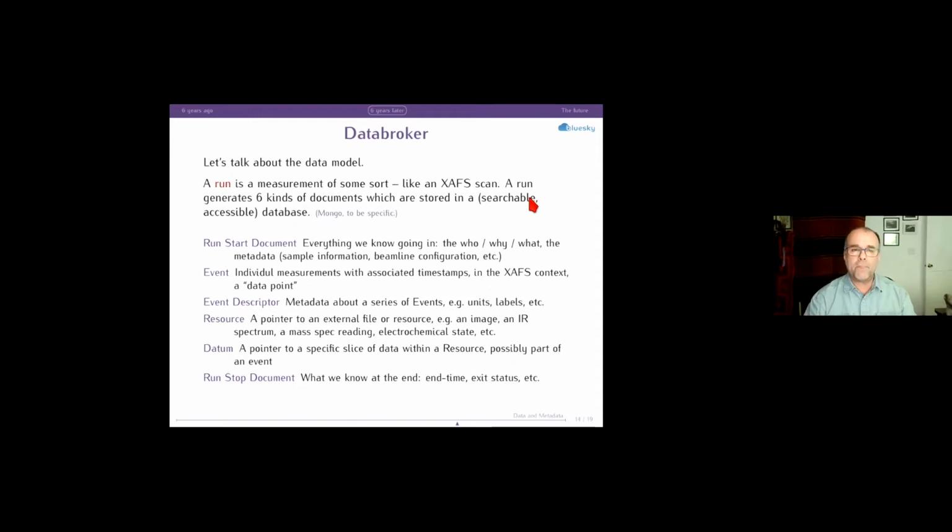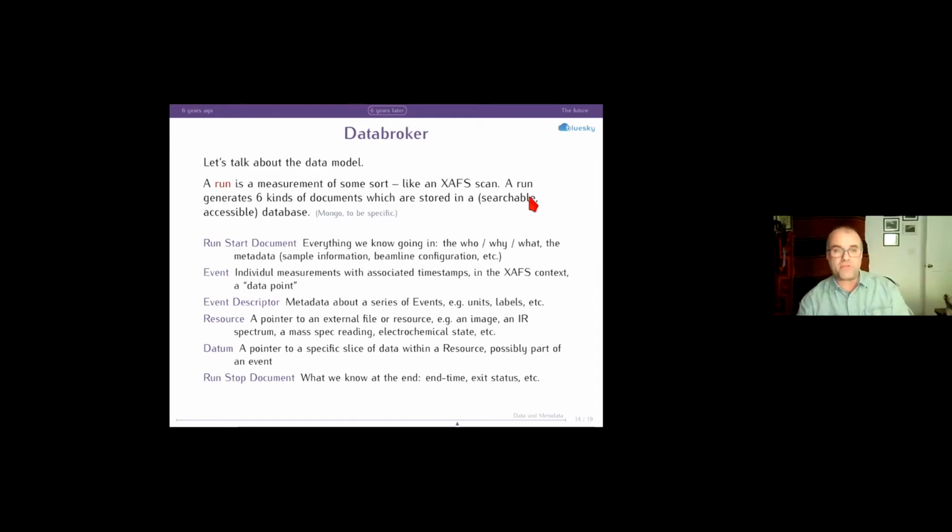So the back end of Data Broker is a database. We happen to use Mongo for those who care about such things. The part that's interesting for the person thinking about this problem is that in the language of Data Broker, in the thought process of Data Broker, a run generates a bunch of documents. So a run is a thing you want to do, like an XFS scan, for example.